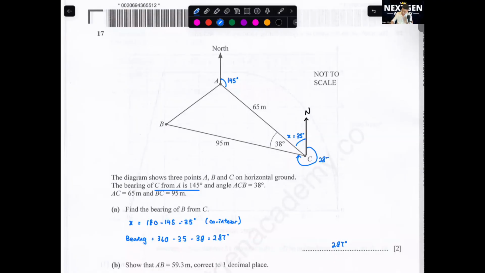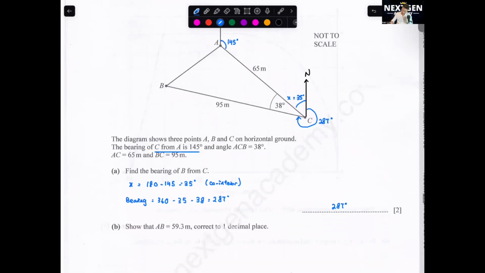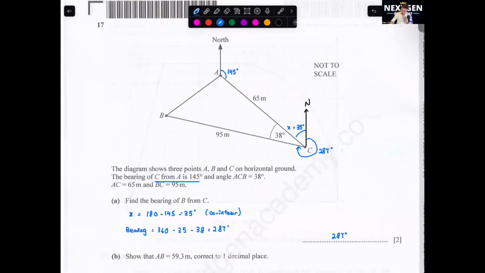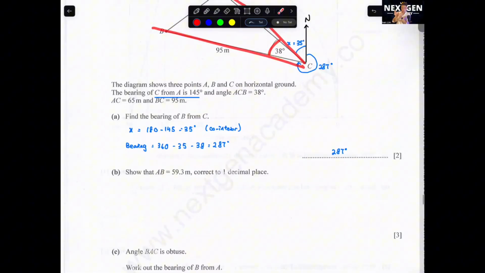Okay, so this is 287. The next one: show that AB is 59.3, correct to one decimal place. AB, what do we have? We have two lengths here, and then we have the included angle. So you have to remember this one, like a crocodile mouth.